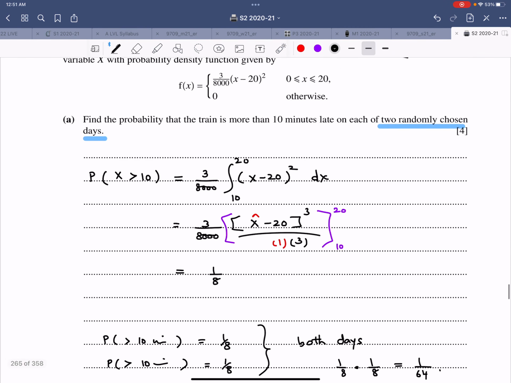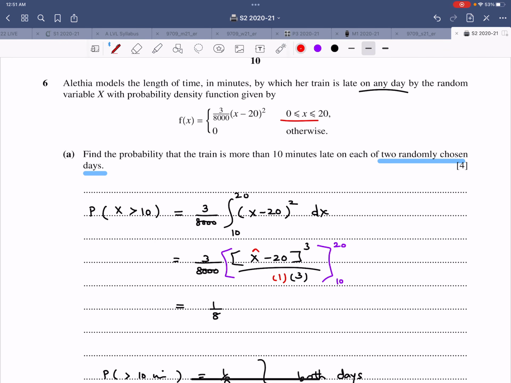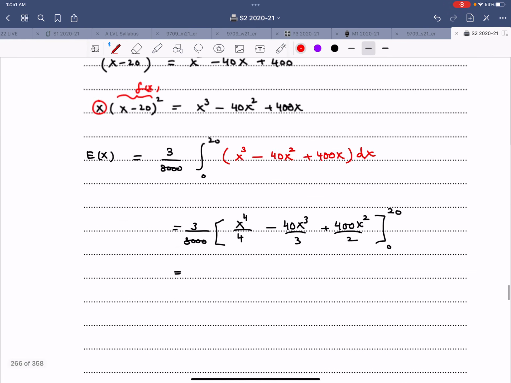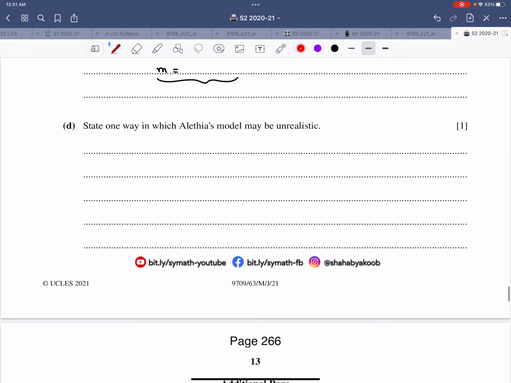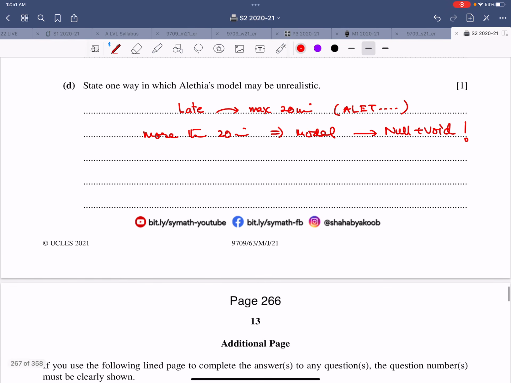What are the limits in this model? The limits in this model are 0 to 20. This is the time in minutes by which her train is late. So what is the limitation of this model? The lateness can only be a maximum of 20 minutes in Alethia's model. That means if the train for some reason is late for more than 20 minutes, then this model will be null and void, and it will have no real life significance as such, because that is what the model is based on.